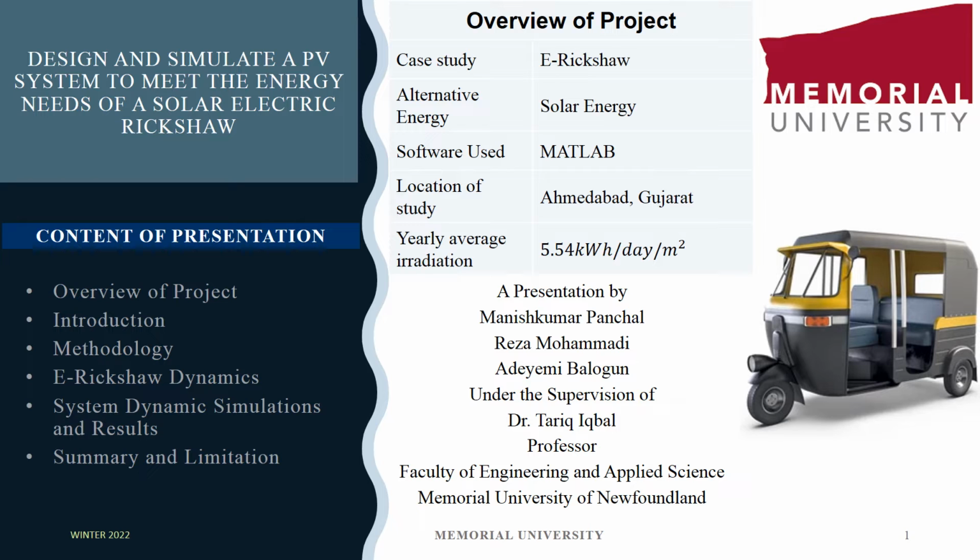For this project, we have looked at a rickshaw. The alternative energy we have proposed is solar energy. This project is conducted in the Simulink environment in MATLAB. The location of study is Gujarat, and the yearly average irradiation of this location is 5.54 kilowatt hour per day per meter squared.